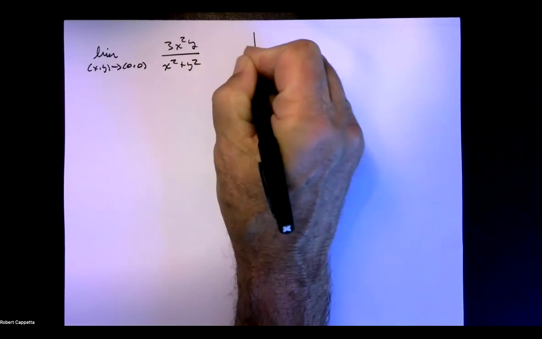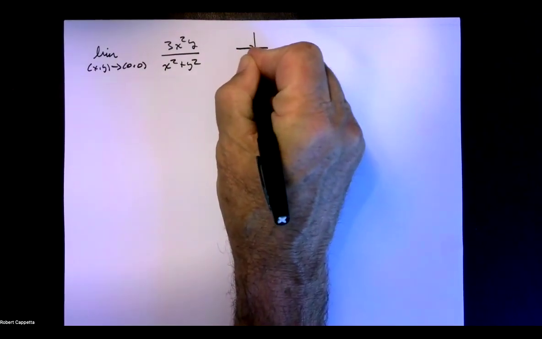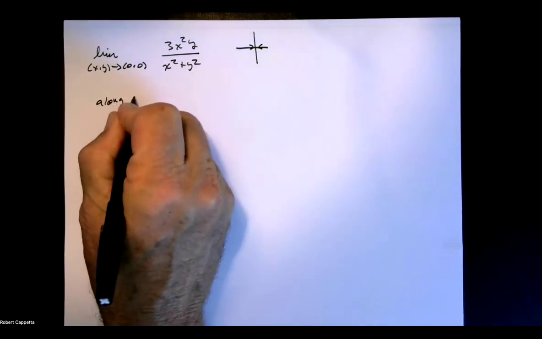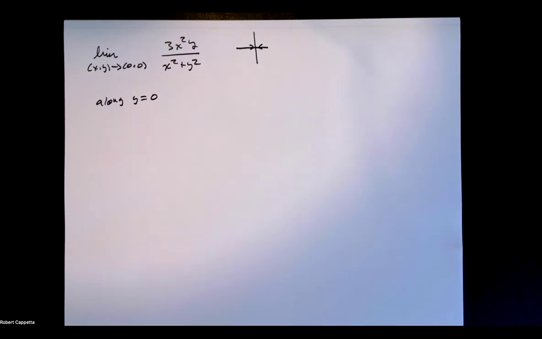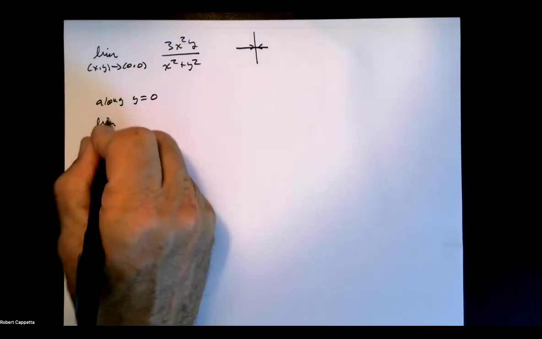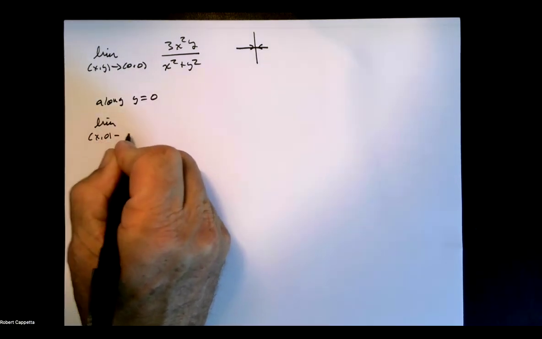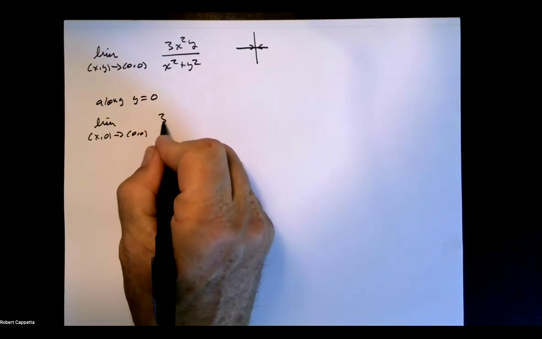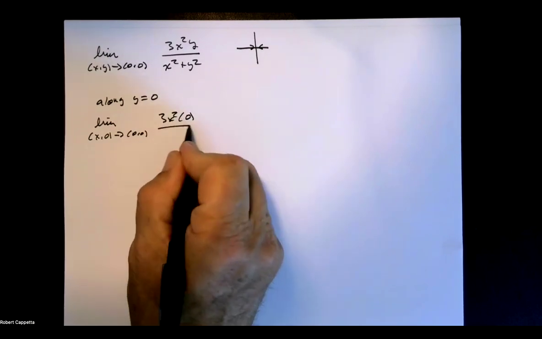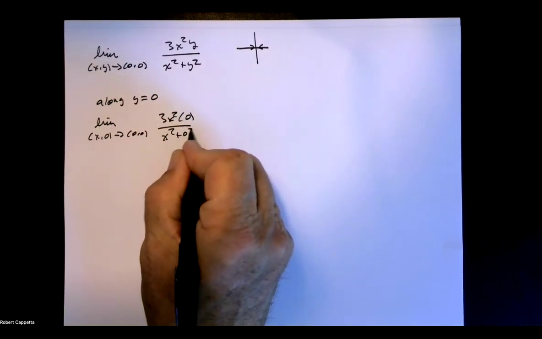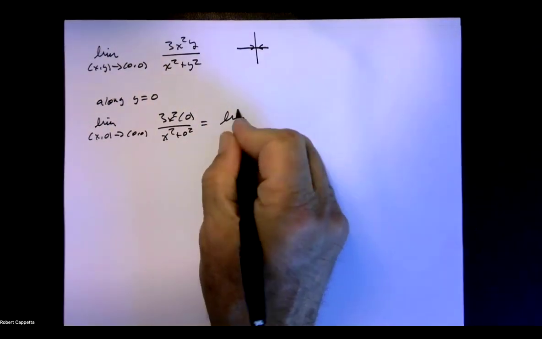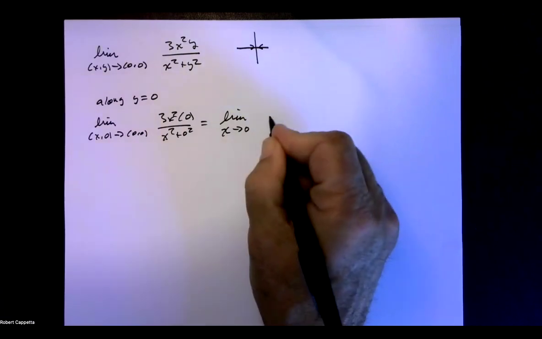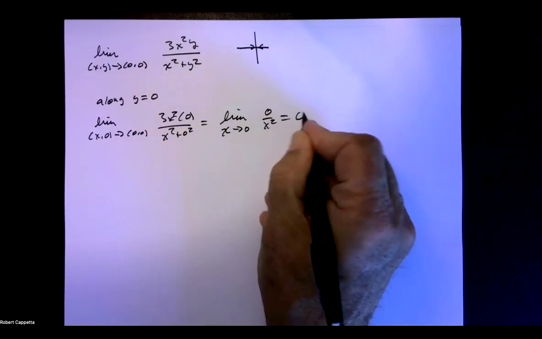So let's consider points that are going along the x-axis. Where are they headed? And that is, of course, along y equals 0. If I'm approaching along y equals 0, that is the limit as (x, 0) approaches (0, 0) of what? 3x squared times 0 over x squared plus 0 squared, which is the limit as x approaches 0 of 0 over x squared, which is 0.